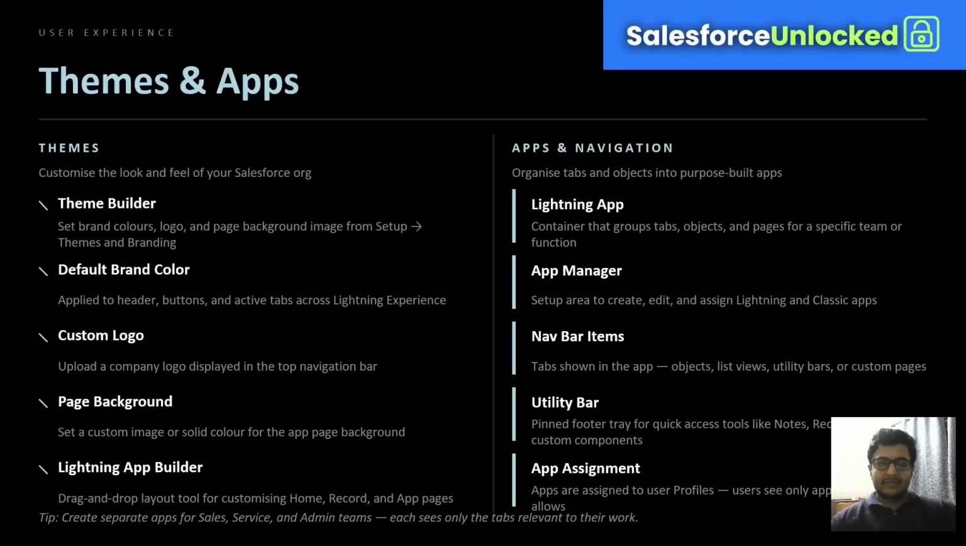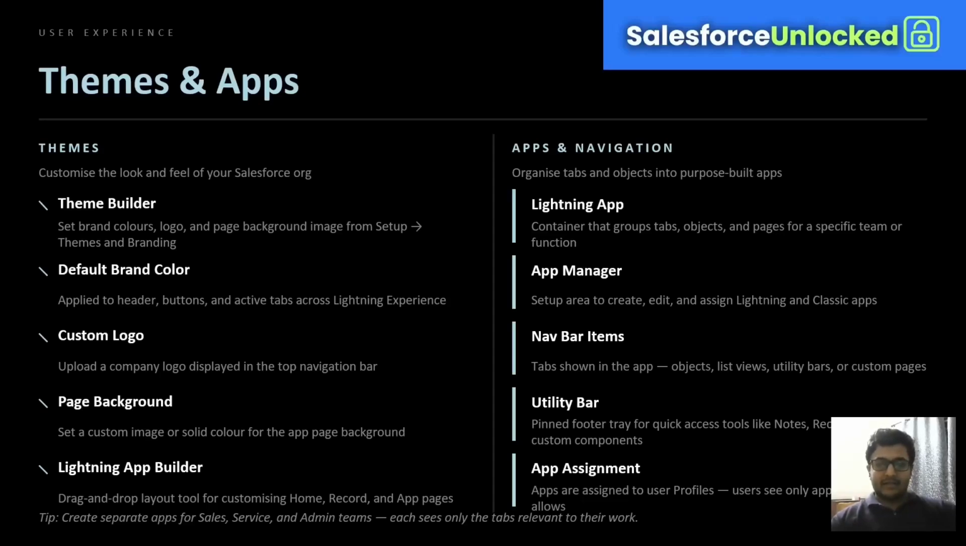Under themes, there are different features which Salesforce provides us. We will cover it one by one. Likewise, for app and navigation, there are different features which are provided by Salesforce. So, first off, on the left, we have themes. In Lightning Experience, you can customize the visual appearance of your org through Setup under Themes and Branding.